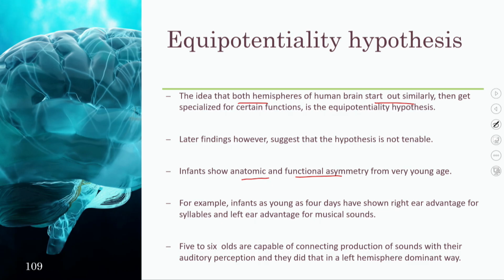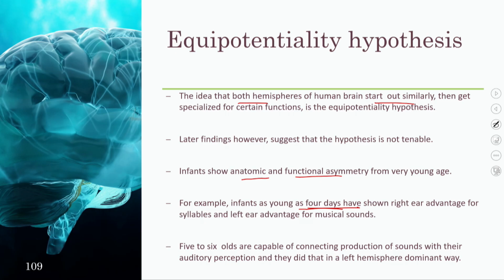Anatomic asymmetry and functional asymmetry, of course, we already know. Different areas in the brain do different things, and not everything is equally distributed, and that is there even at a very young age, in young infants. Hence, Lenneberg's theory is probably not correct. For example, studies have been carried out on infants as young as 4 days old. They have shown right ear advantage for syllables and left ear advantage for musical sounds.